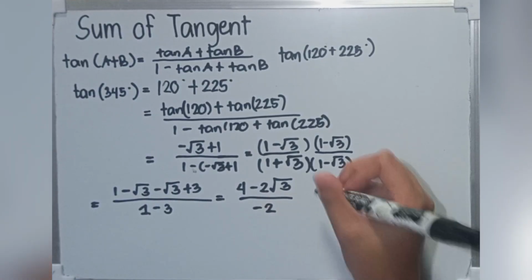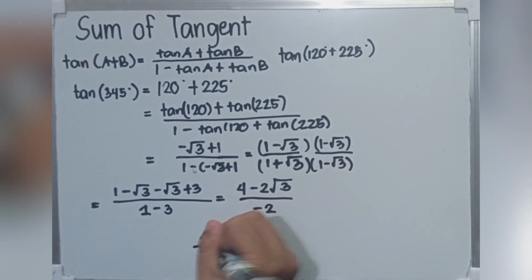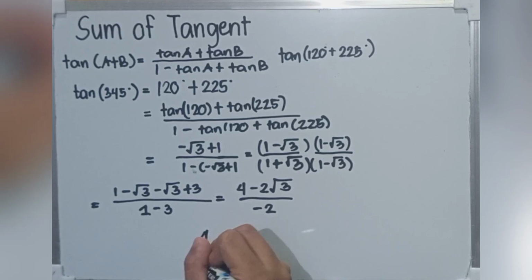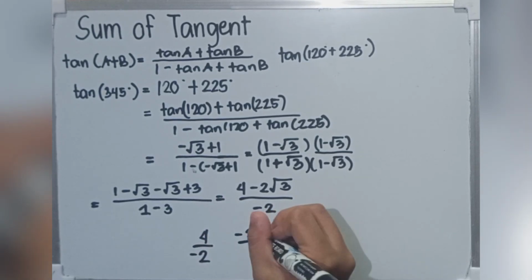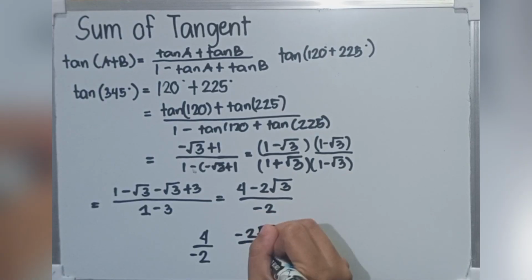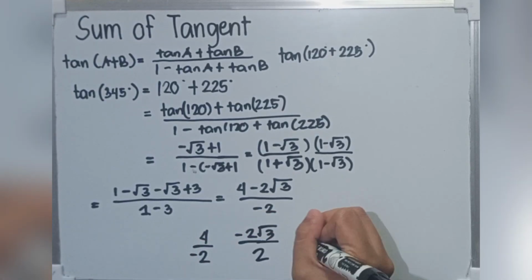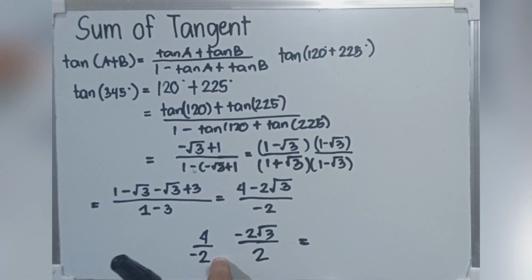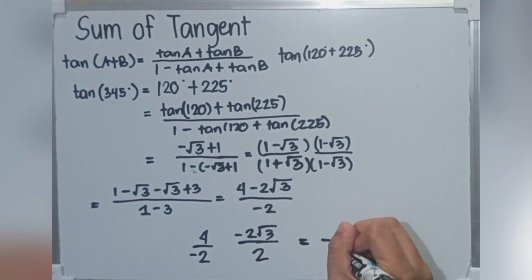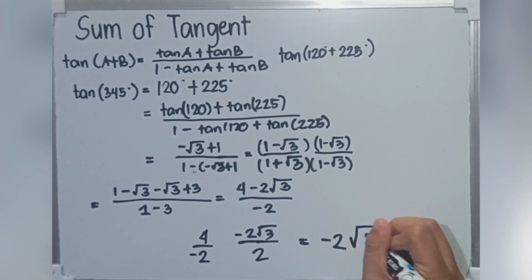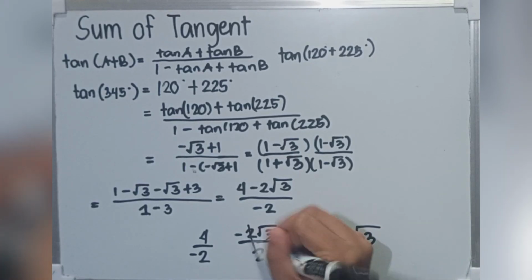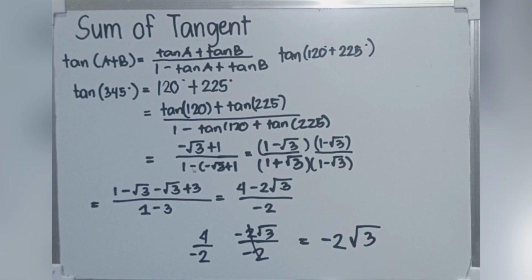Then let's divide it. So 4 minus negative 2 square root of 3 divided by negative 2. So 4 divided by negative 2 is negative 2, while negative 2 root of 3 divided by negative 2 is positive square root of 3. So then cancel out the 2. And that's the final answer for the sum of tangent.